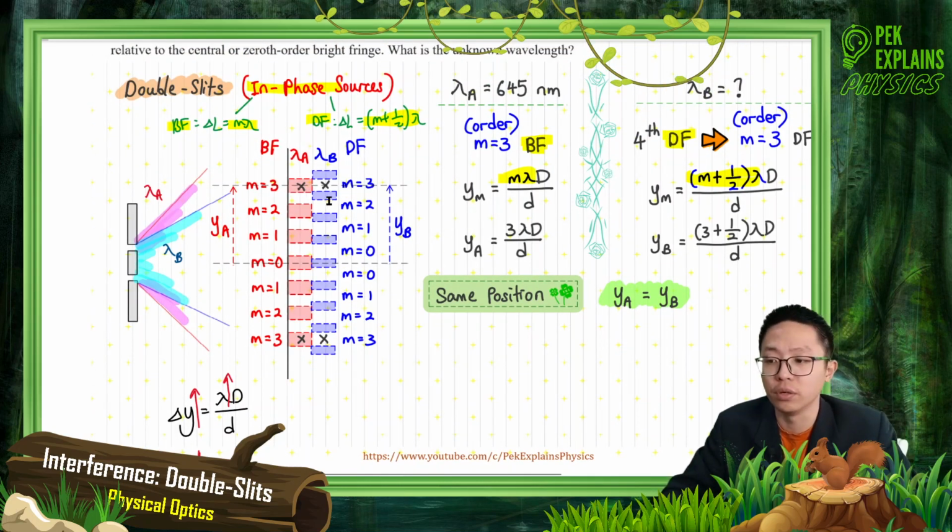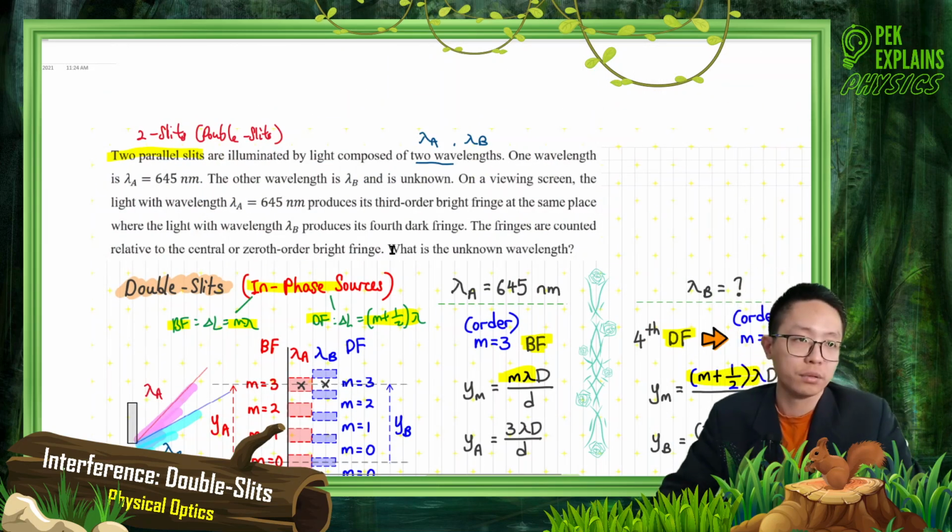Yeah, some fringes will overlap with each other. When they overlap, it means they have the same position. Same position means they have the same y. y is the position from the central bright fringe. Okay, let's further look at these questions.